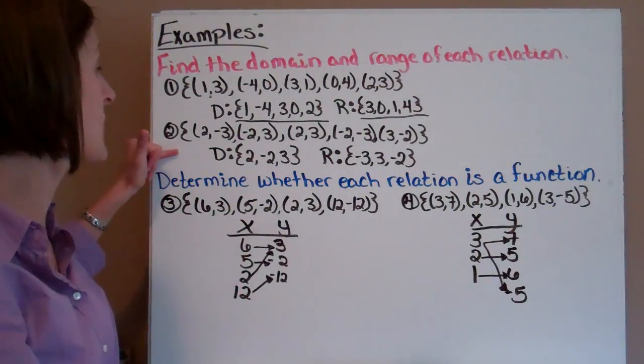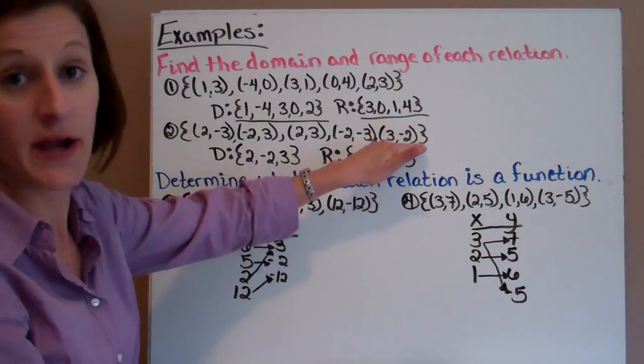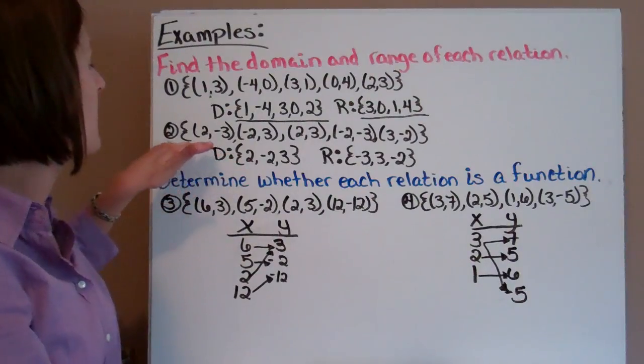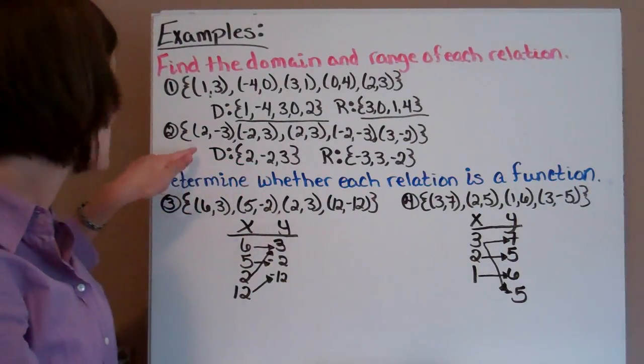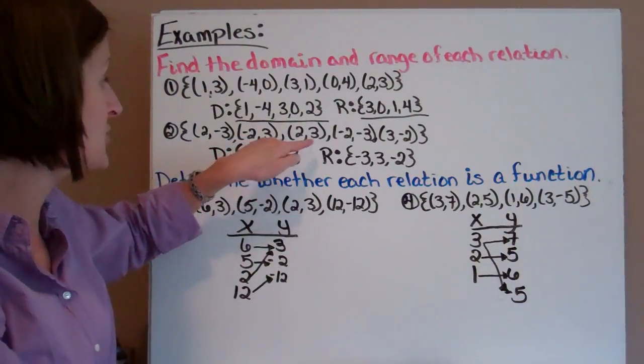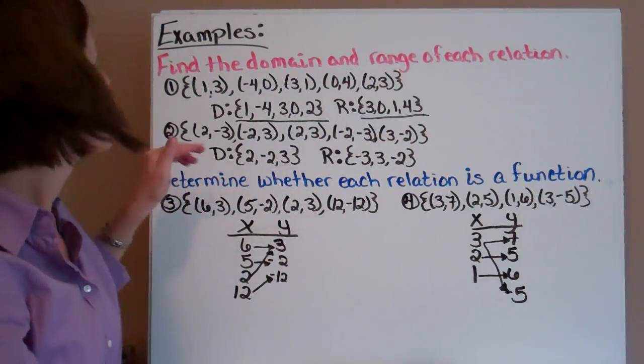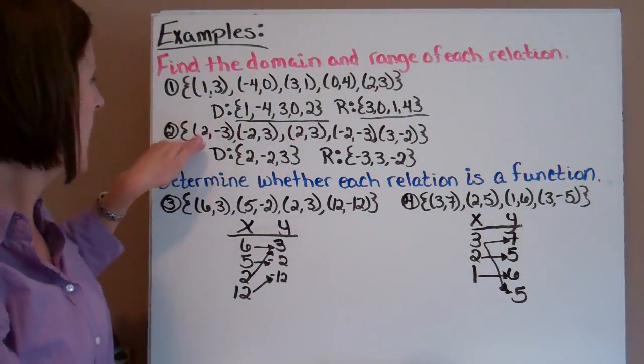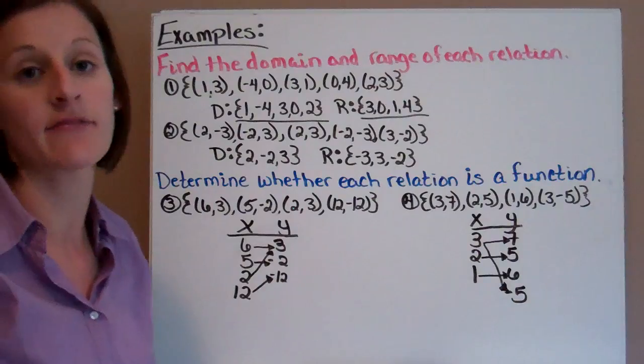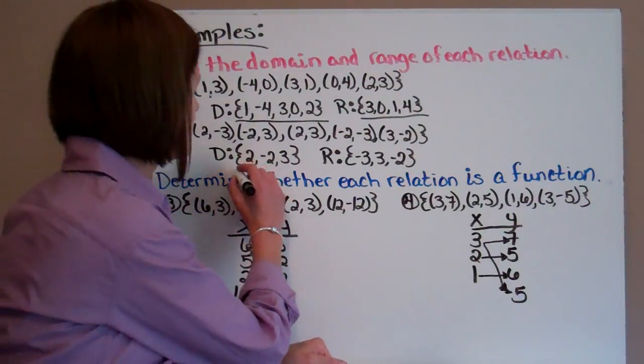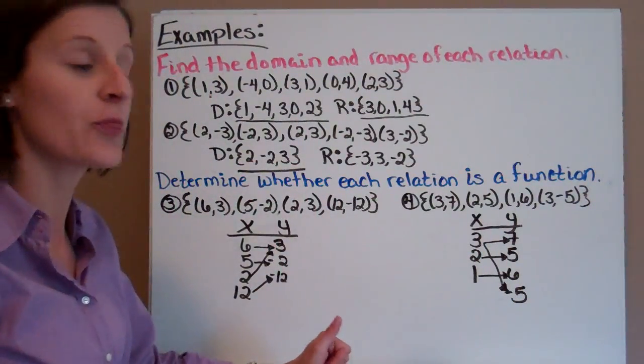Okay, let's look at this second one. We have the set of ordered pairs, which is a relation. I'm going to state my domain, my x values. So it's 2, -2, 2, -2, and 3. Notice my 2's repeat, and I got two -2's. I only have to write it once. Okay, so here's my domain, 2, -2, and 3.